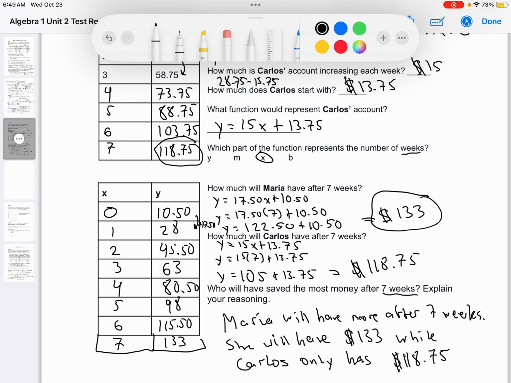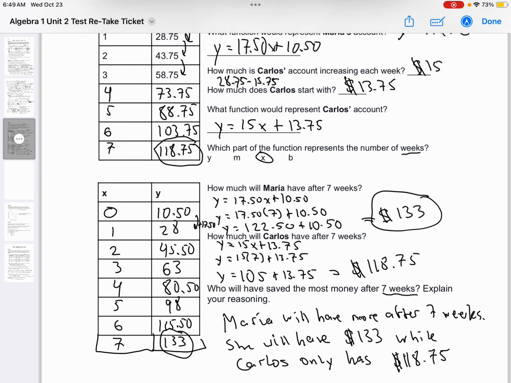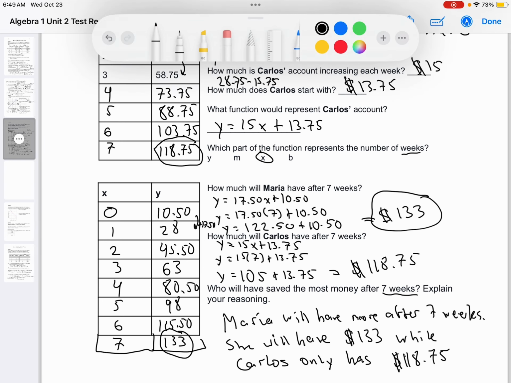So either way, we're going to get the same numbers. After 7 weeks, Carlos will have $118.75, and Maria will have $133. So either way, it will show us that Maria will have more money after the 7 weeks. And that is all you need to do for question 3.